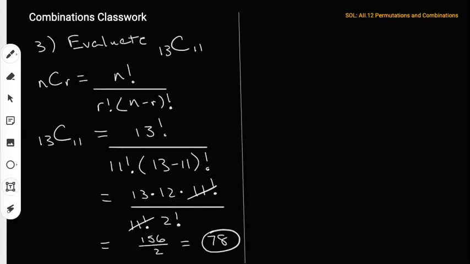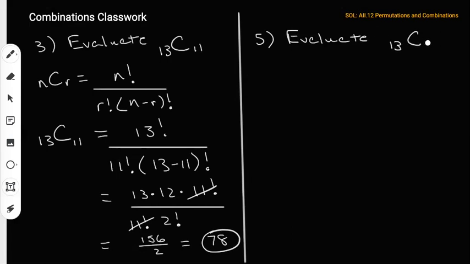That's going to be my answer. Let's look at number 5 now. I need to evaluate 13 combination 3. So 13 choose 3. So I put the 13 inside the formula.